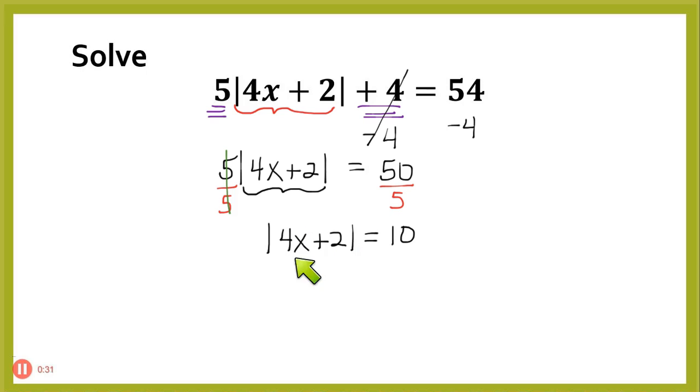Now, what are the two numbers that have an absolute value of 10? The first one is positive 10. So my first equation is 4x plus 2 equals 10. And the second number is negative 10. 4x plus 2 equals negative 10. So now let's solve both of our equations.